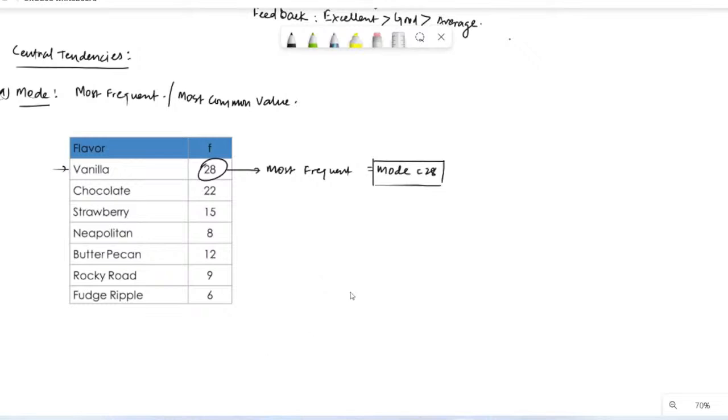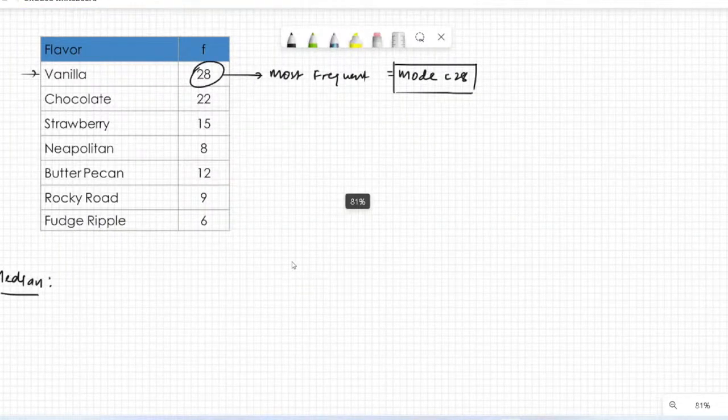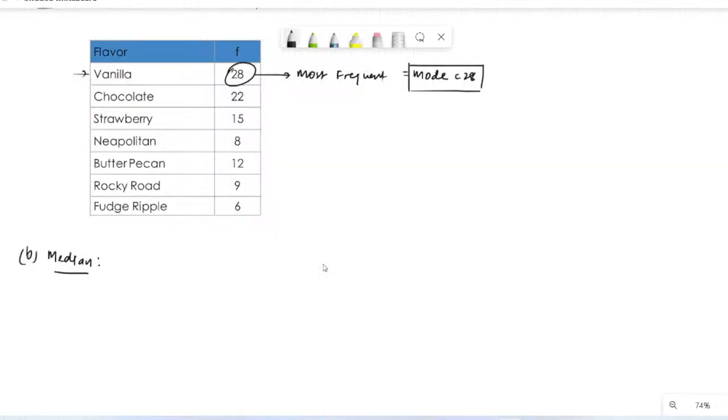Next part is median. For those who are beginners in stats, please don't hesitate to ask your questions. I expect that you remember them, as we have used this in schools. Median is also known as the 50th percentile.